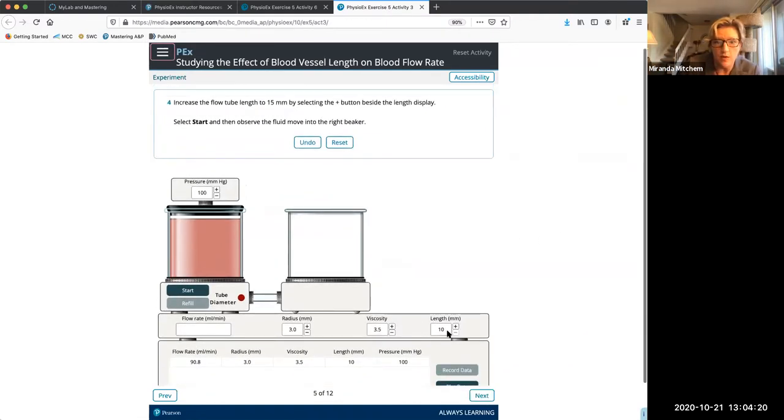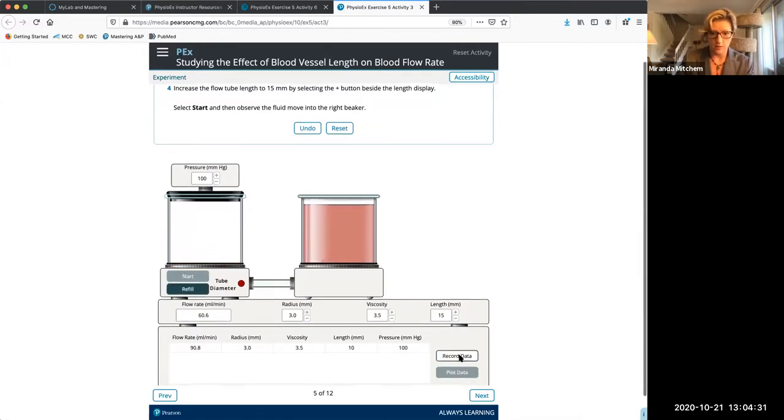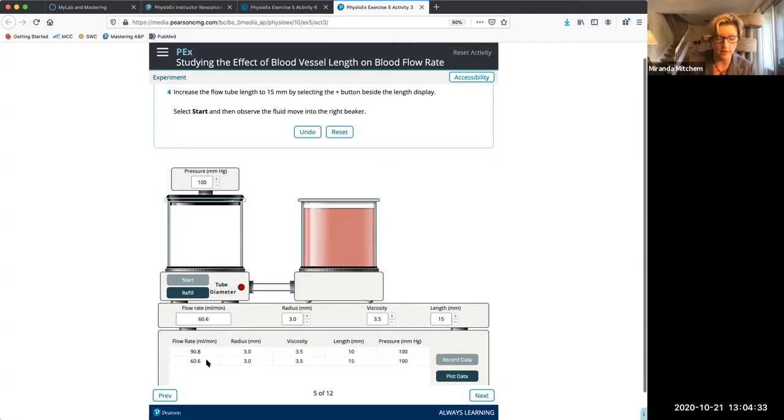So now we're going to increase the length to 15. We were at 10. Did you see it moved over? It got further apart. We're going to hit start, record data, and now our flow rate decreased, which is what we would expect.